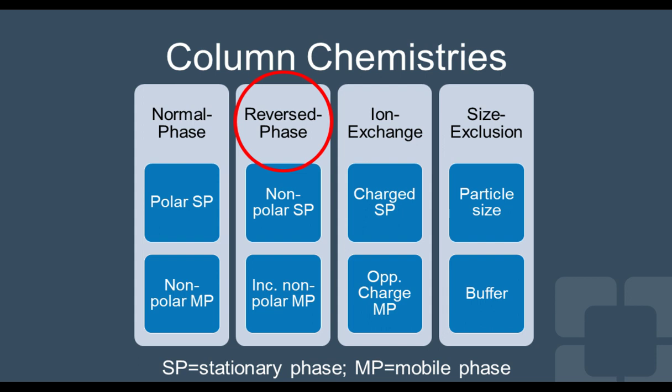to nonpolar. Ion exchange utilizes one of the fundamental principles of chemistry. Like charges repel, opposite charges attract. So your stationary phase is charged, where the mobile phase is the opposite charge of the stationary phase. Finally, you have size exclusion.